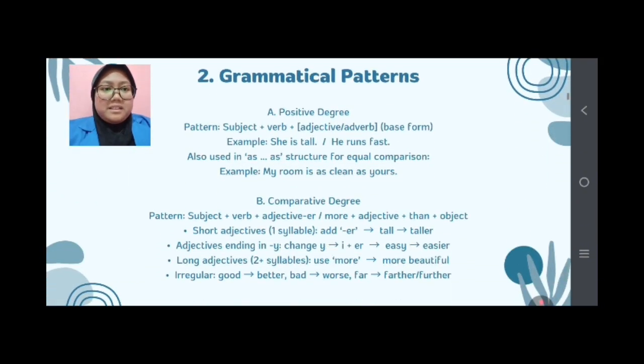2. Grammatical pattern. A. Positive degree. Pattern: subject plus verb plus adjective or adverb base form. Example: she is tall, or he runs fast. Also used in "as... as" structure for equal comparison. Example: my room is as clean as yours.